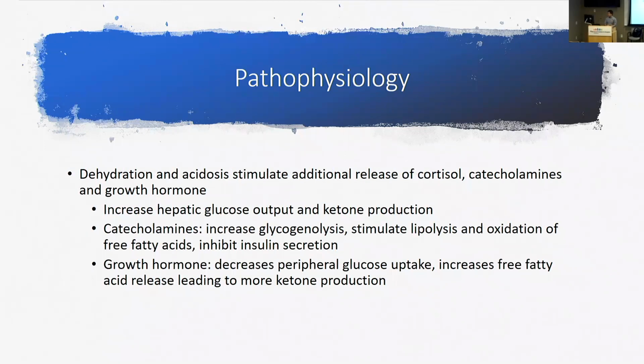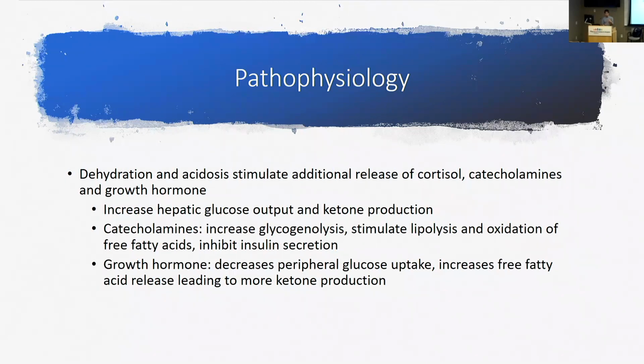As that worsens, you get an increased secretion of all of these hormones and everything builds on itself. With the increase, you start to see the liver putting out more glucose because it doesn't recognize that there's already an abundance of glucose in the body. So that exacerbates the hyperglycemia. It starts to lead to ketone production.